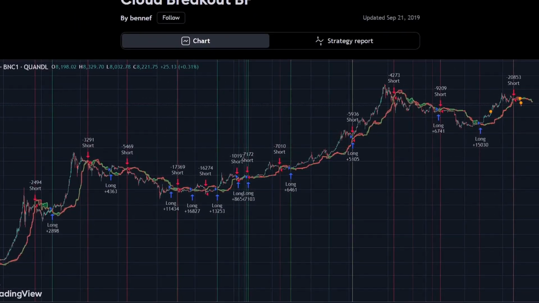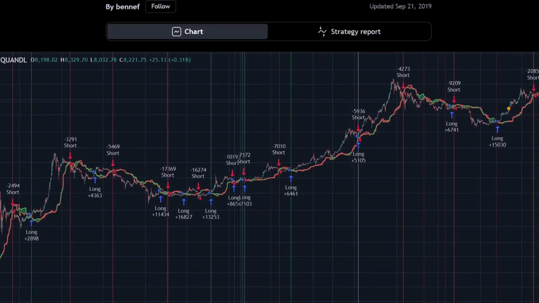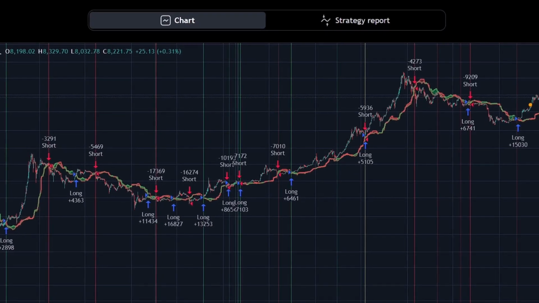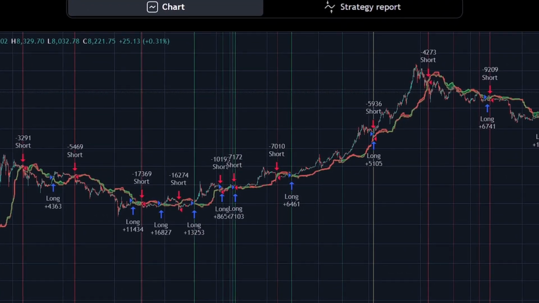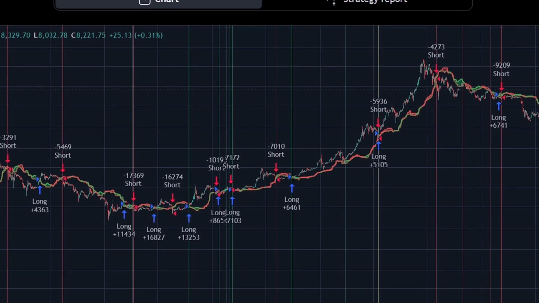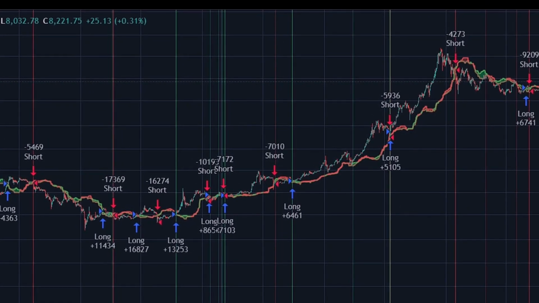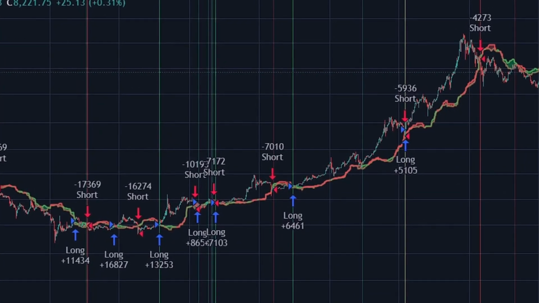So what's the deal with Cloud Breakout BF? This indicator is based on the Ichimoku Cloud, a popular tool for identifying trends as well as support and resistance levels. By using Cloud Breakout BF, we can spot potential breakouts and generate signals for our trading strategy. The goal is to fine-tune the settings to give us the most accurate signals possible. To get started, let's dive into the indicator settings.